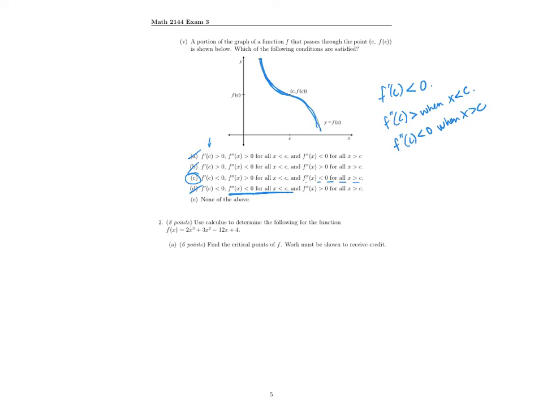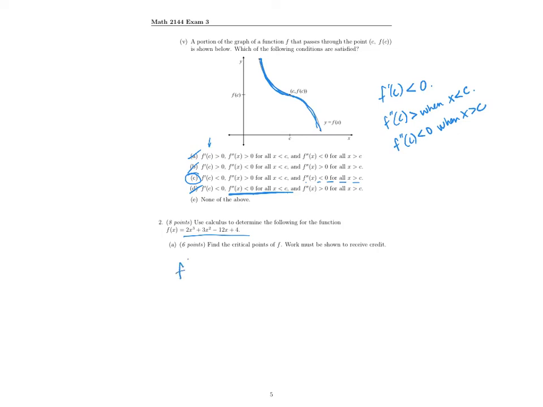On number 2, it says to use calculus to determine the following for the function. Find the critical points. So to find critical points, I need to take the derivative. The critical points occur when the derivative is either 0 or when the derivative is undefined. Now, if I look at this function, it's just a polynomial. So the derivative will always be defined everywhere. So the only way we can get critical points is if the derivative is 0 for this kind of function.